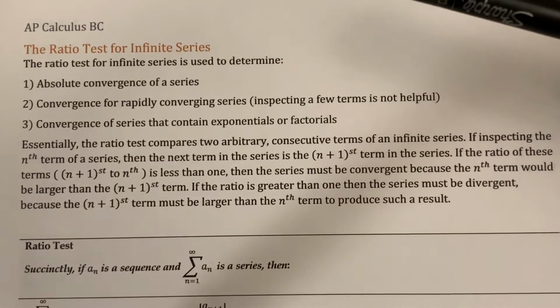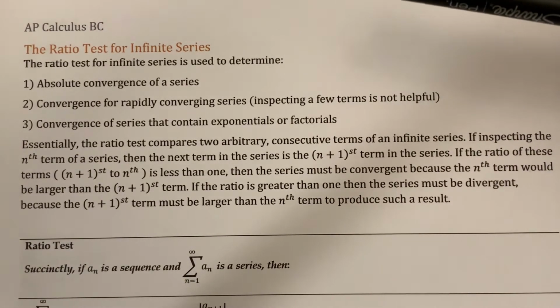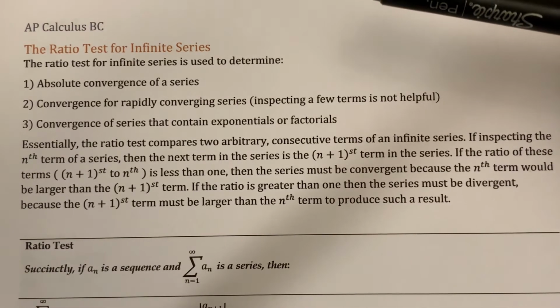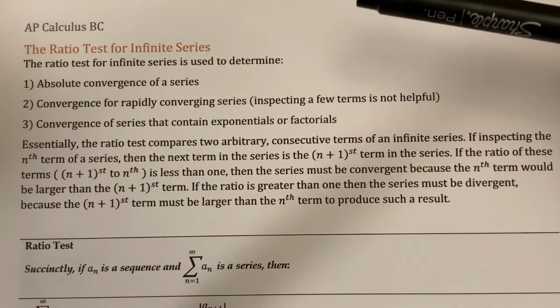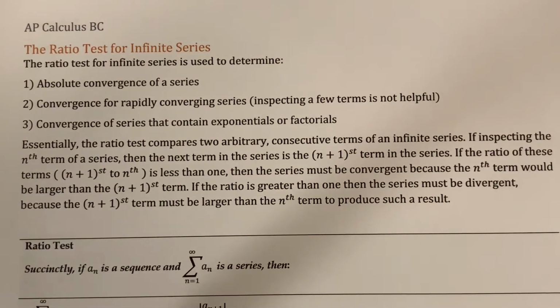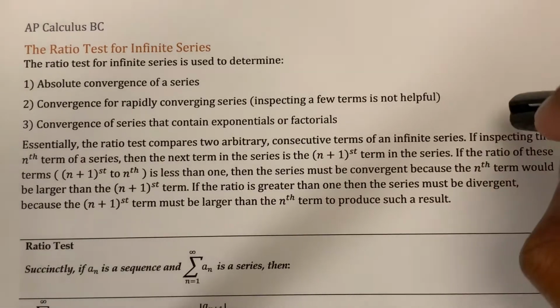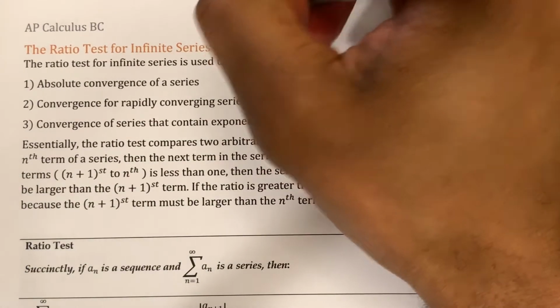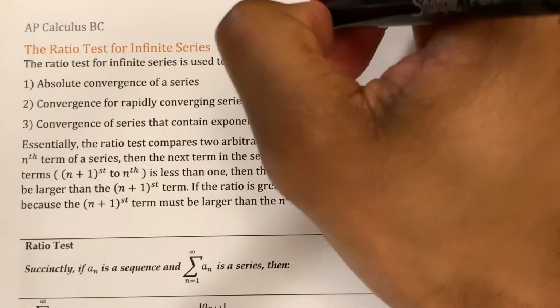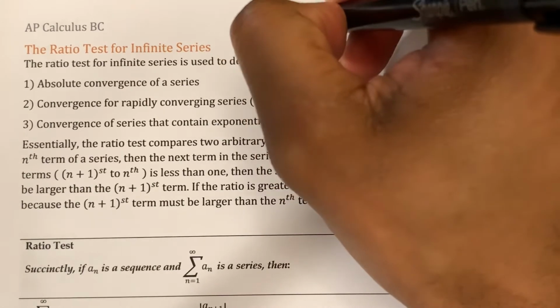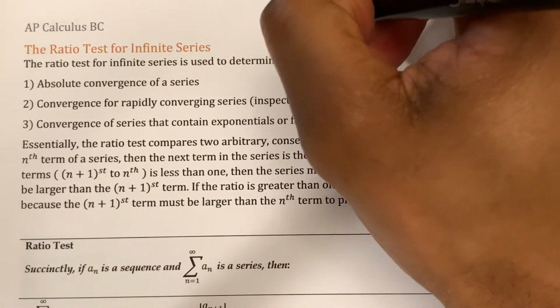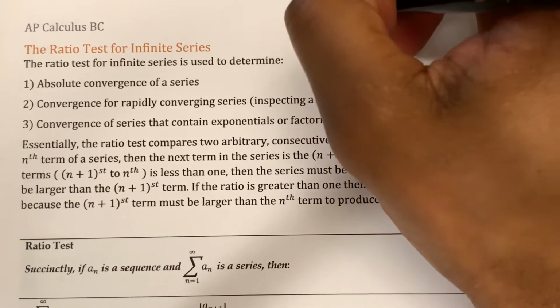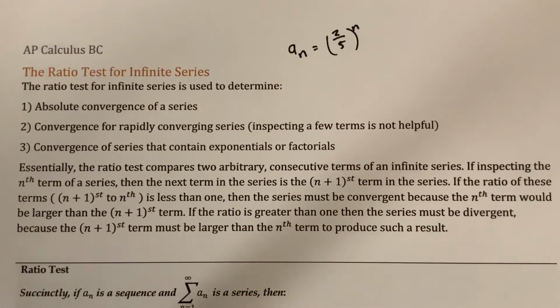So the ratio test just works on taking two consecutive terms somewhere down the line in the series and checking that ratio. So we're going to know overall a series is decreasing if the next term is less than the current term. So say we use a geometric series to illustrate this principle. Say we had a_n equals 2 over 5 to the nth power. So we know this series converges because the ratio 2/5 is less than 1.